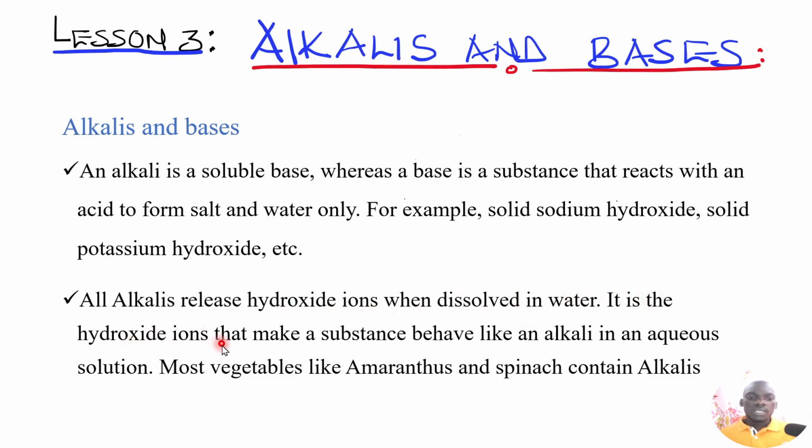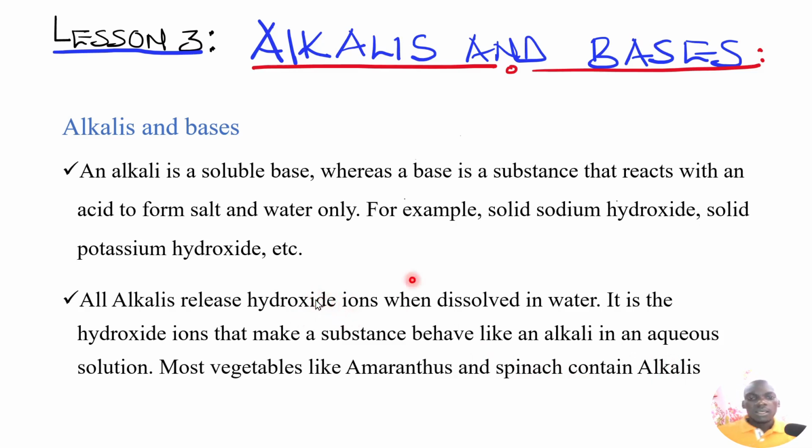It is the hydroxide ion that makes a substance behave like an alkali in aqueous solution. So when this substance dissolves and produces the hydroxide ions, it is the presence of these hydroxide ions that determines the alkalinity of this solution of the soluble base. And most vegetables like amaranthus spp., dodo, and spinach, that is kumawi, contain alkalis.